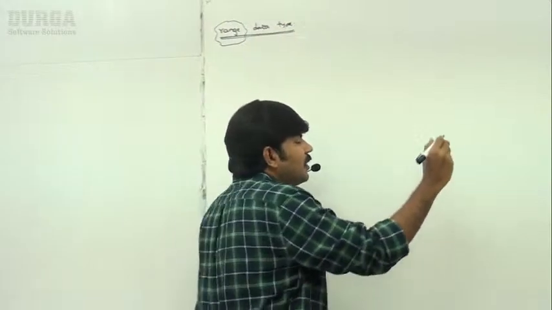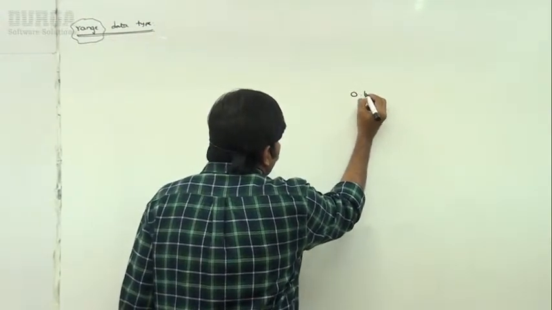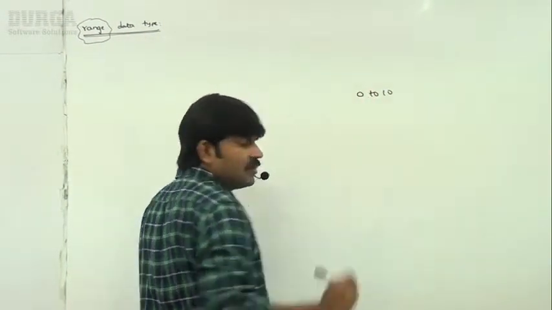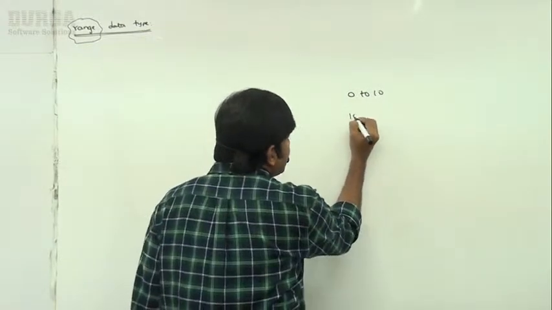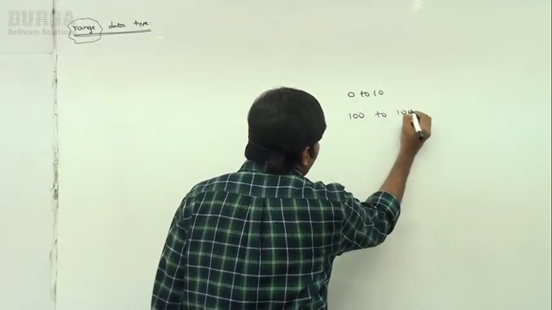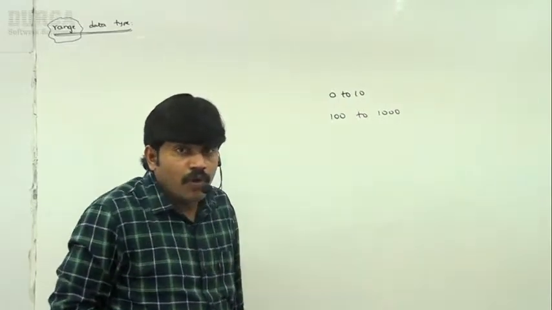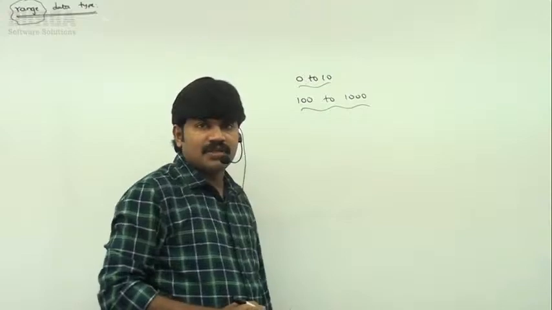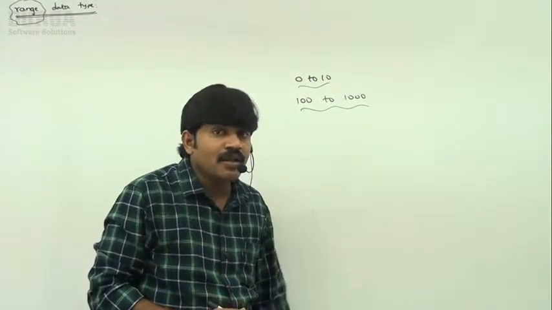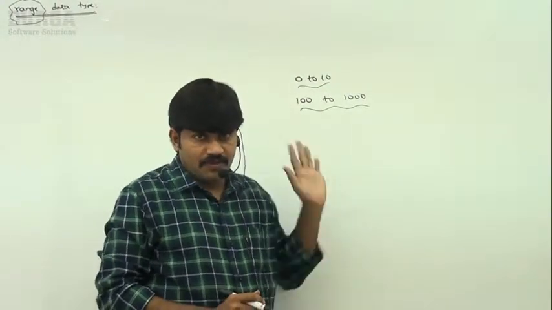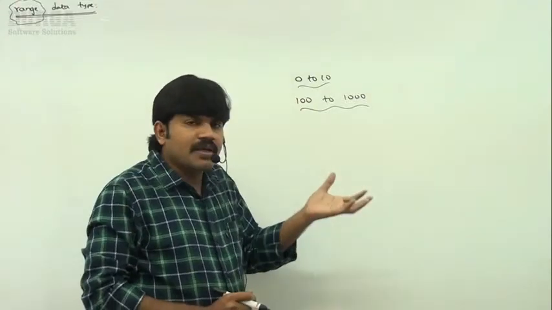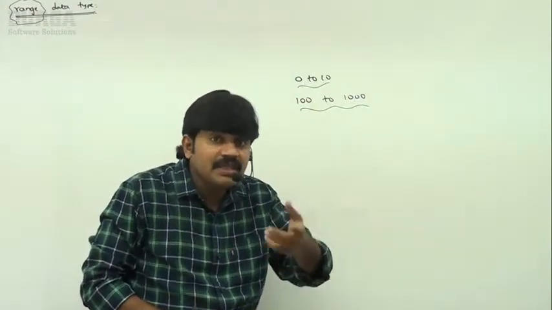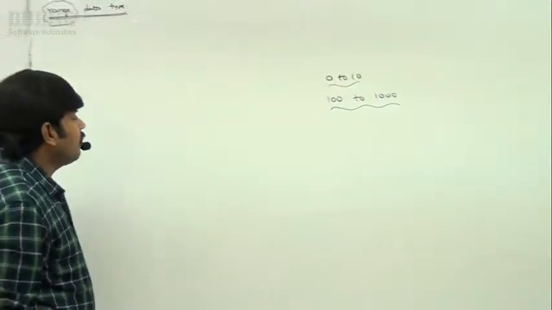I want to represent numbers from 0 to 10, assume that, or I want to represent numbers from 100 to 1000. If you want to represent a sequence of numbers, a range of numbers, then we have to go for the range data type. Remember this one. Creating range data type objects is very, very simple.